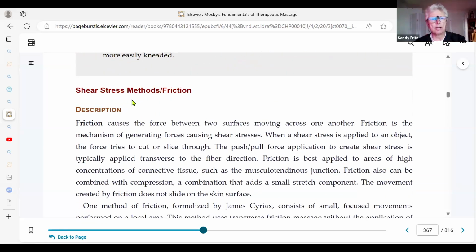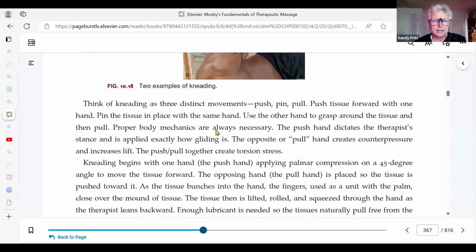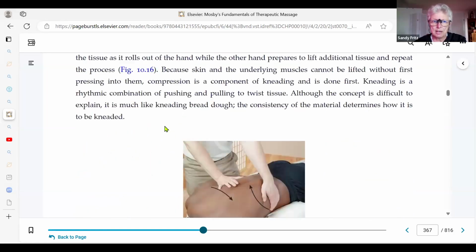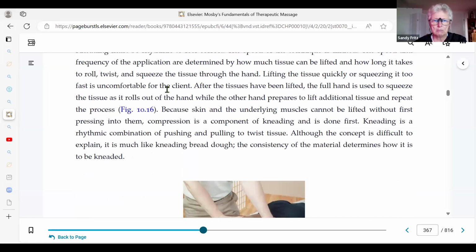Now, shear stress or friction methods are typically an intervention method, whereas these others can be general massage application along, and then that becomes assessment, and then with adaptation, they can become the intervention.